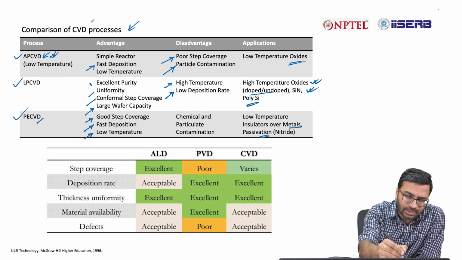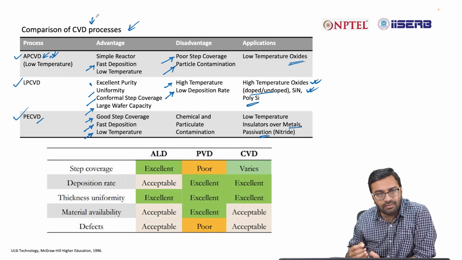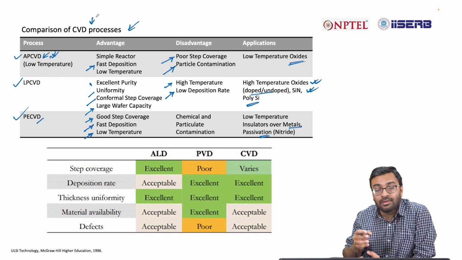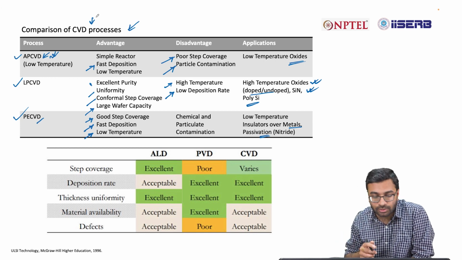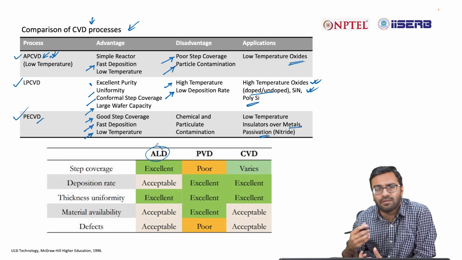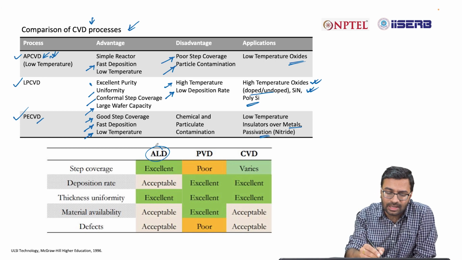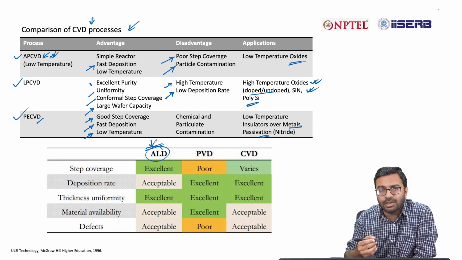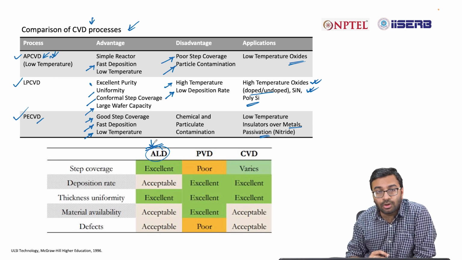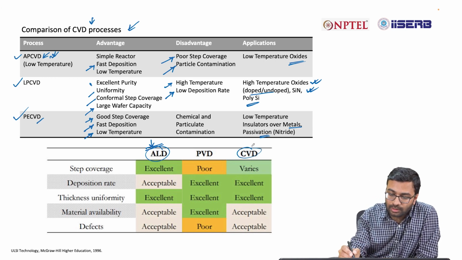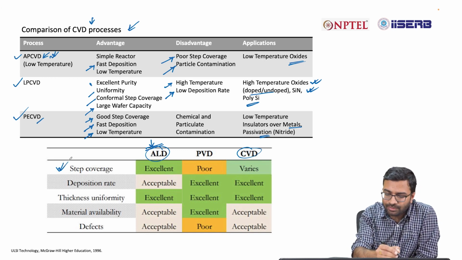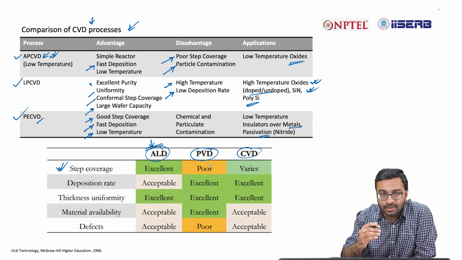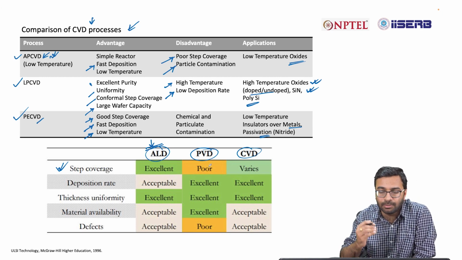Not only in CVD process, you will see there are certain advantages and disadvantages in various other processes like ALD, physical vapor deposition and chemical vapor deposition. ALD is a kind of chemical vapor deposition which is known as atomic layer deposition, that is what is ALD. PVD is physical vapor deposition, we already have studied, and then we also have chemical vapor deposition. So if you see step coverage, we have seen that for PVD, physical vapor deposition, it's very poor because it's like a directional deposition.